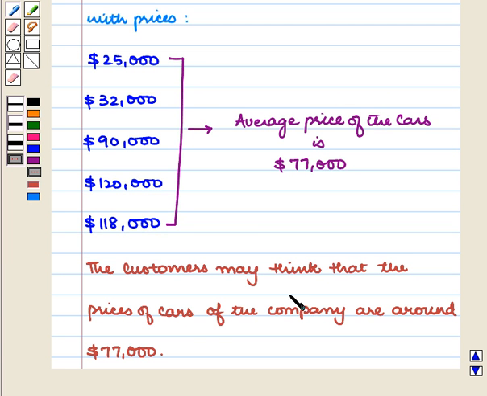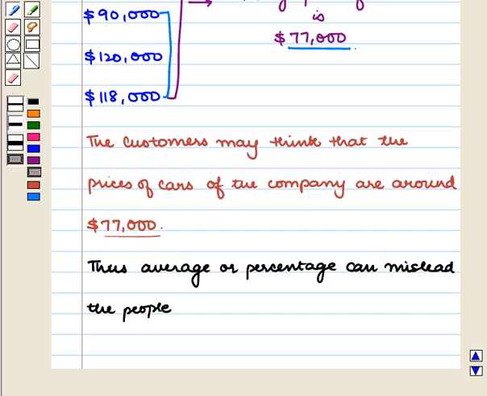The customers may think that the prices of cars of the company are around $77,000, but actually there are only 2 cars whose prices are under $77,000. The price of 3 cars is much higher than the average price told by the company. Thus, average or percentage can mislead the people.